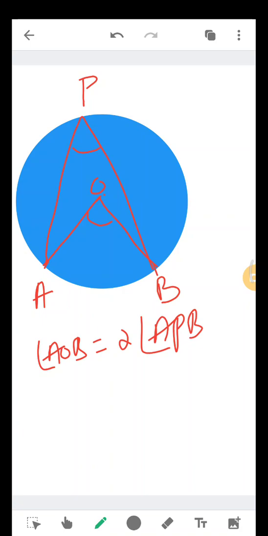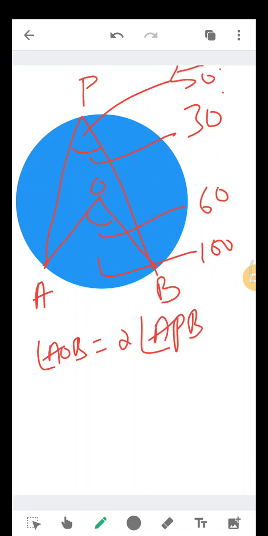We'll see how to prove this theorem. Quickly, with values: if this angle is 30 degrees, then this angle has to be double of this, so this will be 60 degrees. Or if this is 100 degrees, then this has to be half of this, that is 50 degrees. So this is theorem 10.8.